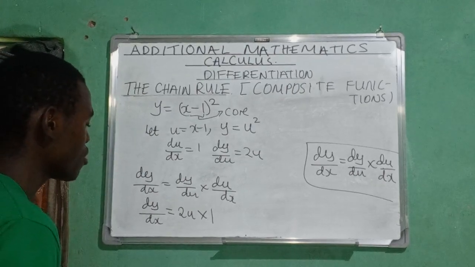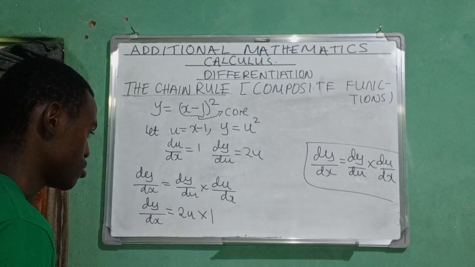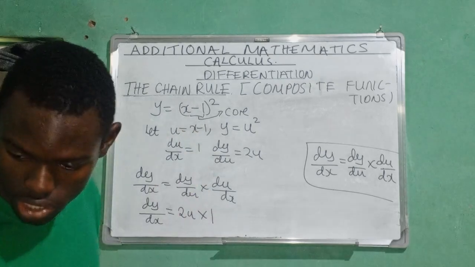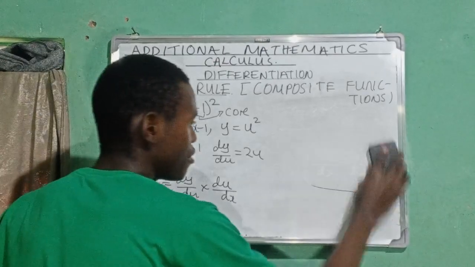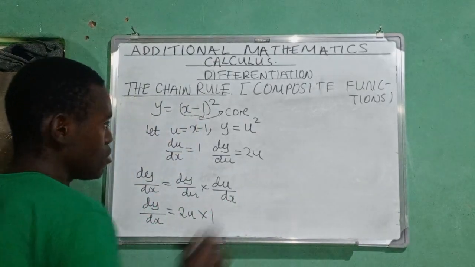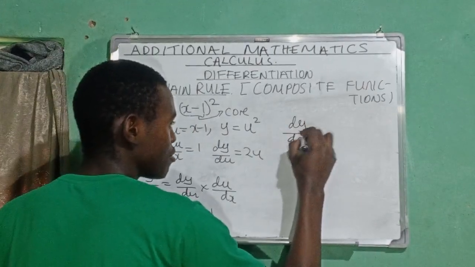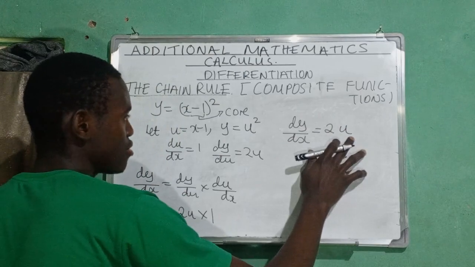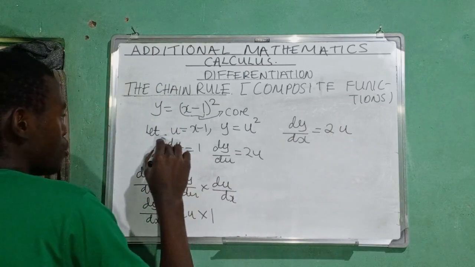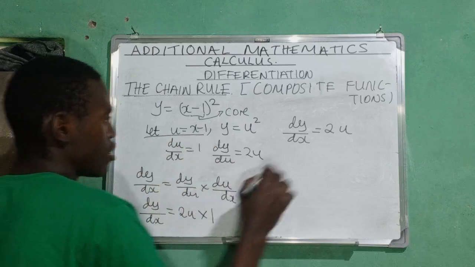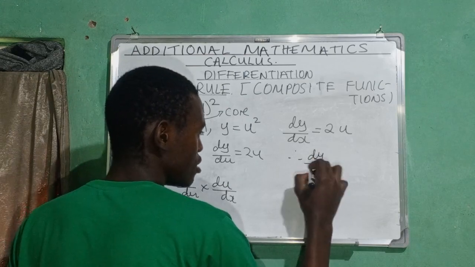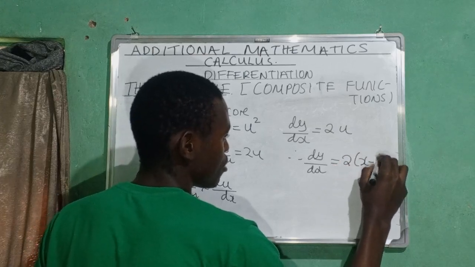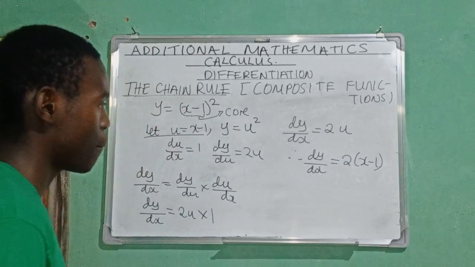One thing to note is that your du dx is a 1 right there, because we differentiated it in that way. Then to proceed, it simply means we're saying our dy dx is equal to 2u. Now we cannot leave it like this, we substitute. Here we said let u be equal to x minus 1. So therefore dy dx is equal to 2 multiplied by x minus 1.